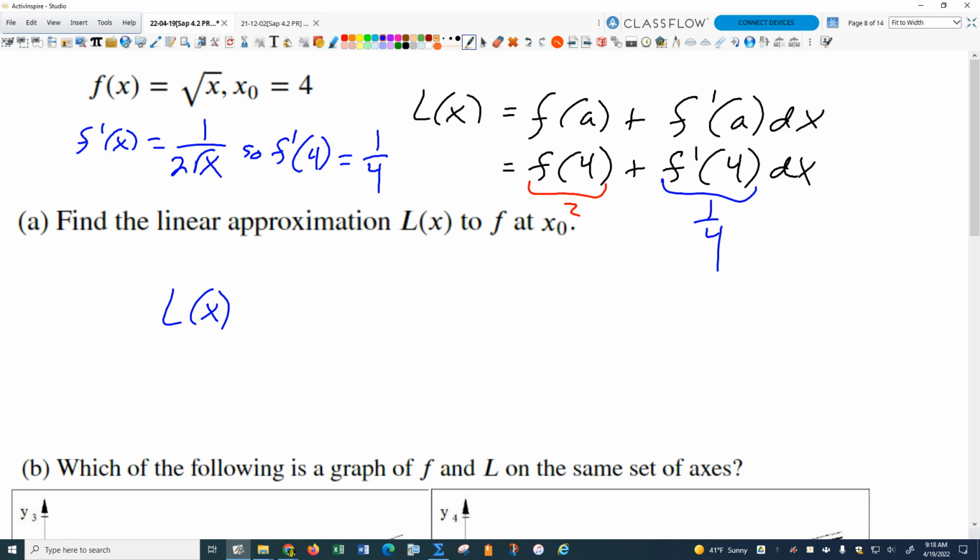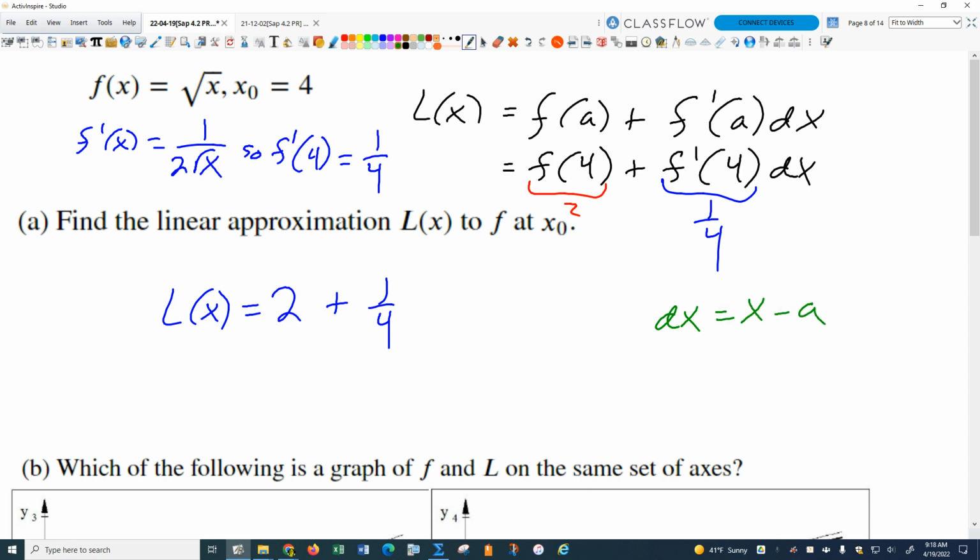L of x equals 2 plus 1/4 times dx, right? And if we want to just leave this as a general function, we're not going to plug in a specific value, what is dx again? Dx is just how far we've scooted away from a, right? So isn't that really just the same thing as x minus a?